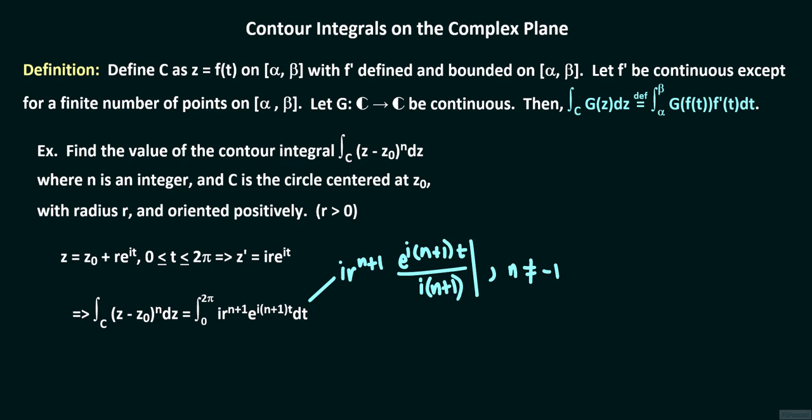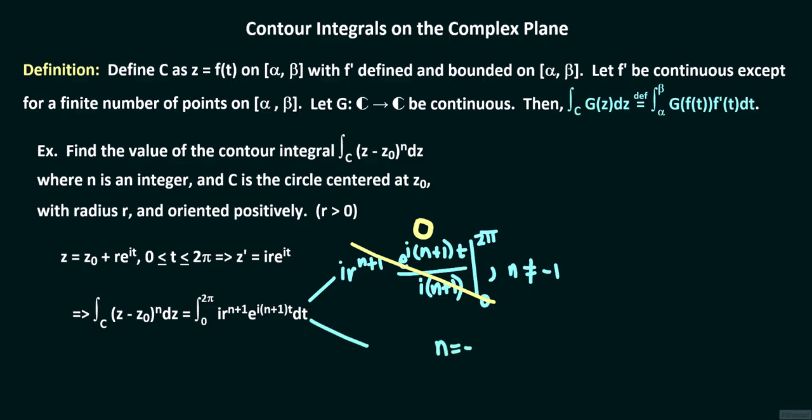When t is either 0 or 2 pi, e raised to the power i times n plus 1 times t equals 1, so that the values of the antiderivative at 0 and 2 pi cancel each other out, and the contour integral equals 0 when n is not equal to -1.